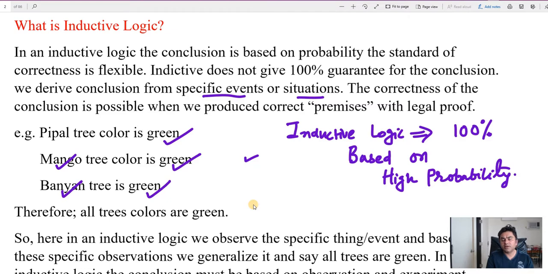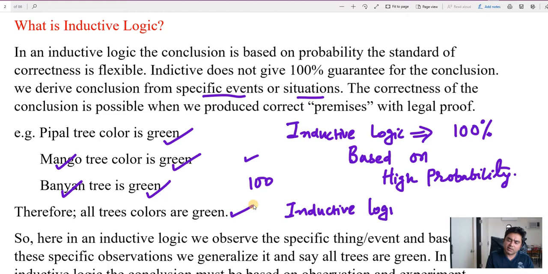So you have seen more than 100 trees, and you found that all 100 trees have green colored leaves. Therefore, you say the color of the tree is green. This is called inductive logic.